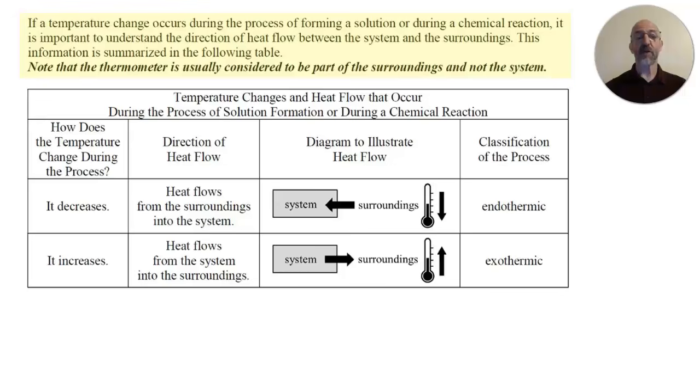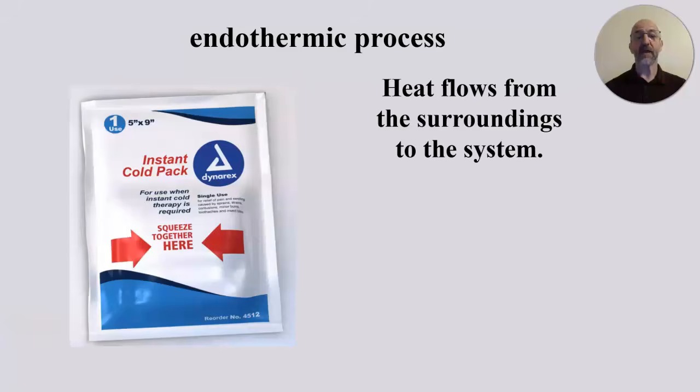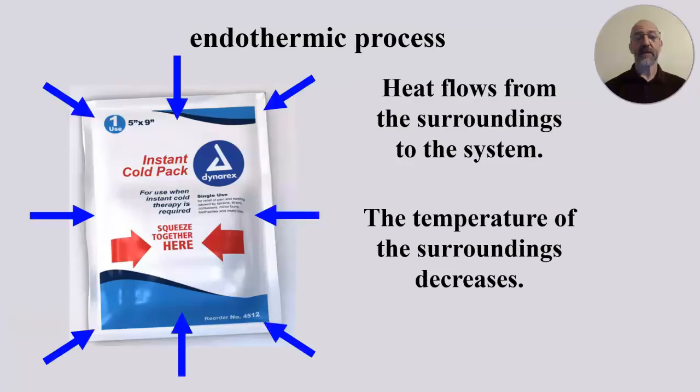So, for example, suppose that during the process, the temperature decreases. What's the direction of heat flow if the temperature decreases? Well, heat flows from the surroundings into the system. And as you can see on this slide, if I have an instant cold pack, heat flows from the surroundings to the system. The temperature of the surroundings decreases, and as we put our hand on the surface of that instant cold pack, it feels cold. That would be an endothermic process, and the temperature of the surroundings decreases.